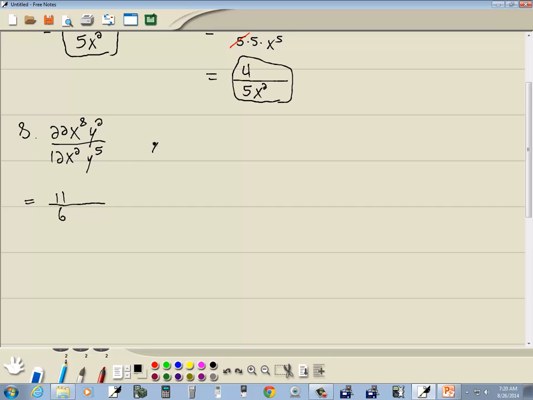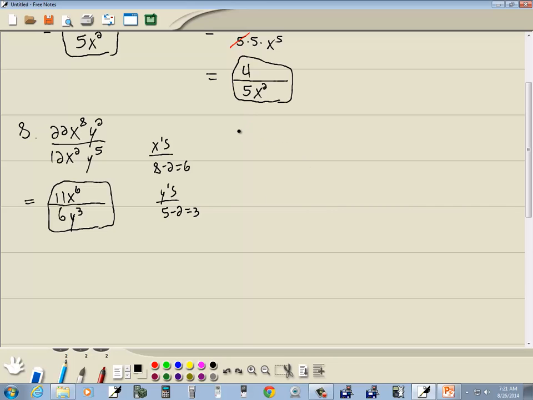Now let's look at the x's. We got x to a power over x to a power. So we'll subtract the smaller exponent from the larger one. So 8 minus 2 is 6. So we're going to have x to the 6 where our larger exponent was, which was up on top. Now let's look at our y's. We have y to a power over y to a power, so we're going to subtract the smaller exponent from the larger one. So 5 minus 2 gives us 3. So we're going to have y to the third power where our larger exponent was, which is on the bottom. And that's our answer.